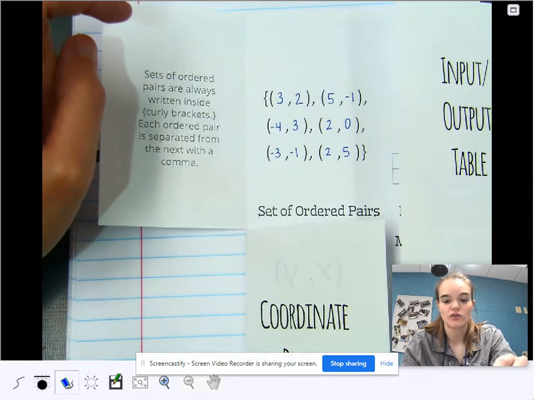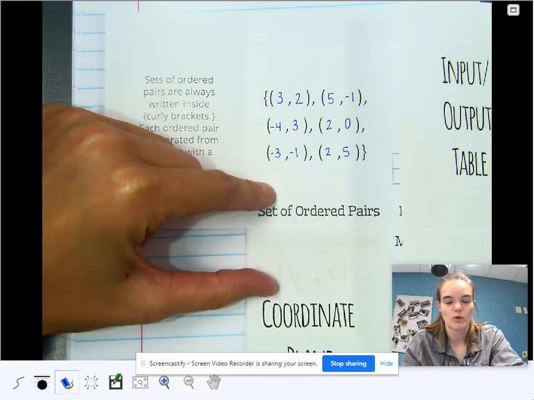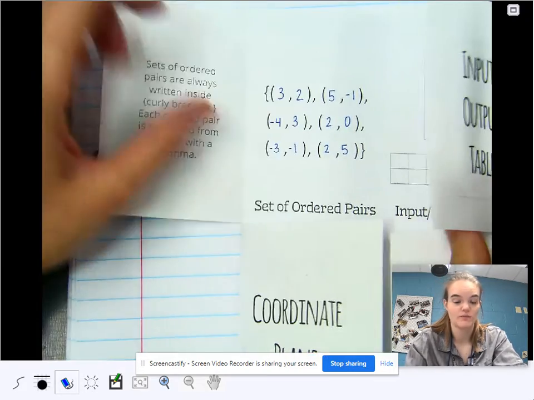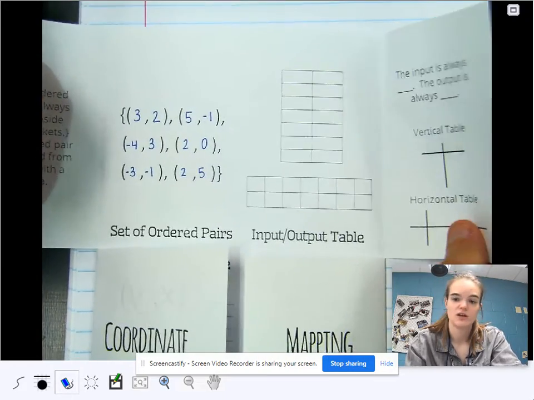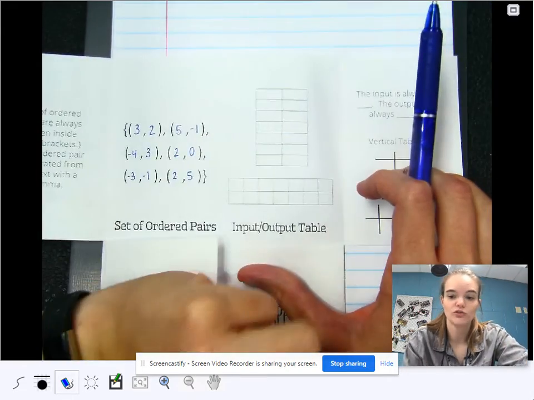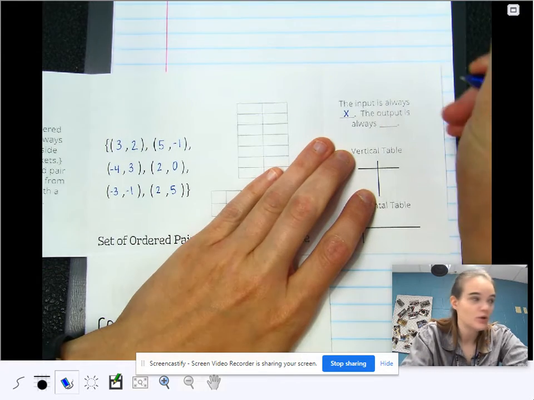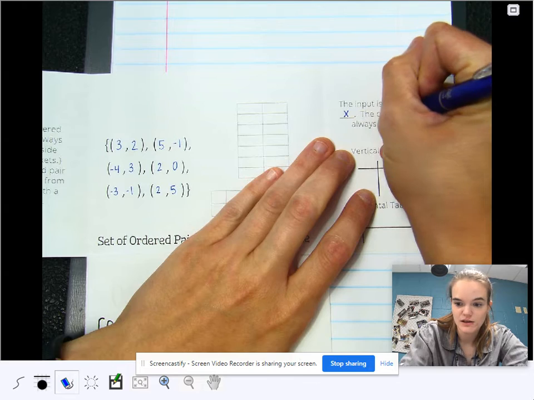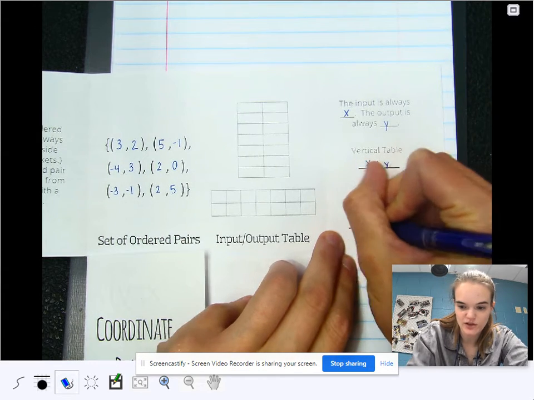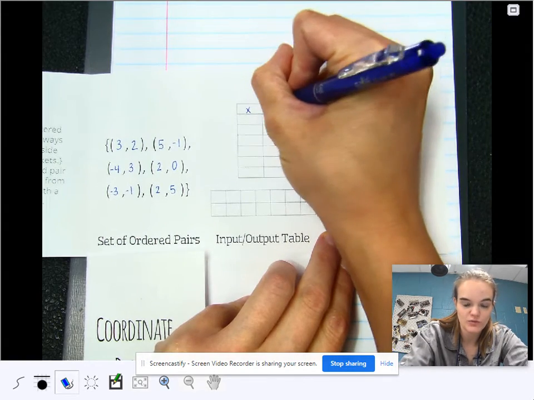So one way to show a relation is just by a set of ordered points. As we learned yesterday, this is a discrete set of points, a discrete relation. Next, we have an input-output table. In tables, the input is always x, and the output is always y. In a vertical table, you have x and y. In a horizontal table, you have x and y. We're going to fill this table out with the points we just created.